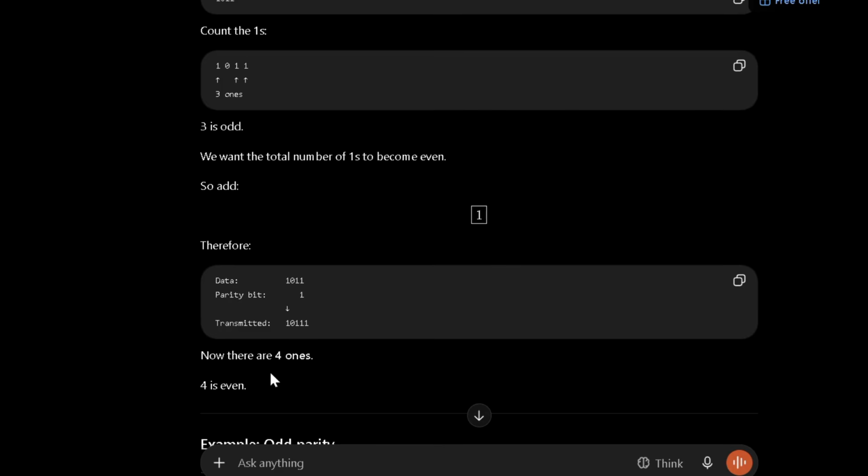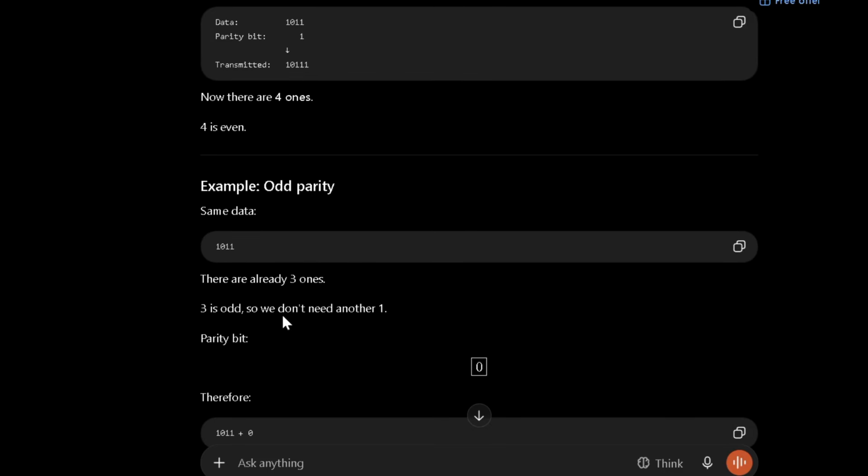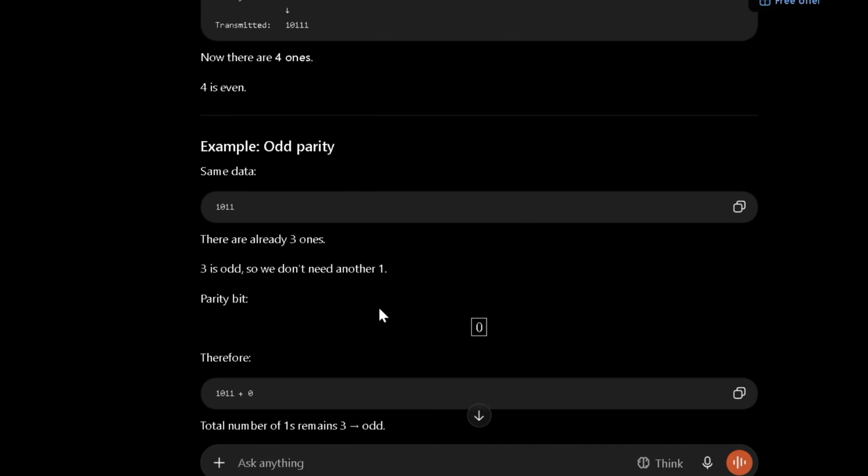4 is even. Example, odd parity. 3 is odd, so we don't need another one. Parity is 0. Therefore, we add 0. Total number of ones remains 3, odd.